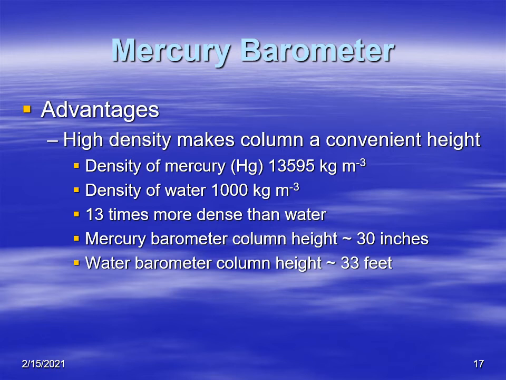As a result, if you made a barometer out of water, it would rise up to 33 feet. That would be difficult to put in a room. But with mercury barometers, the height of the mercury column doesn't go up very high, only about 30 inches, because of the density of mercury.